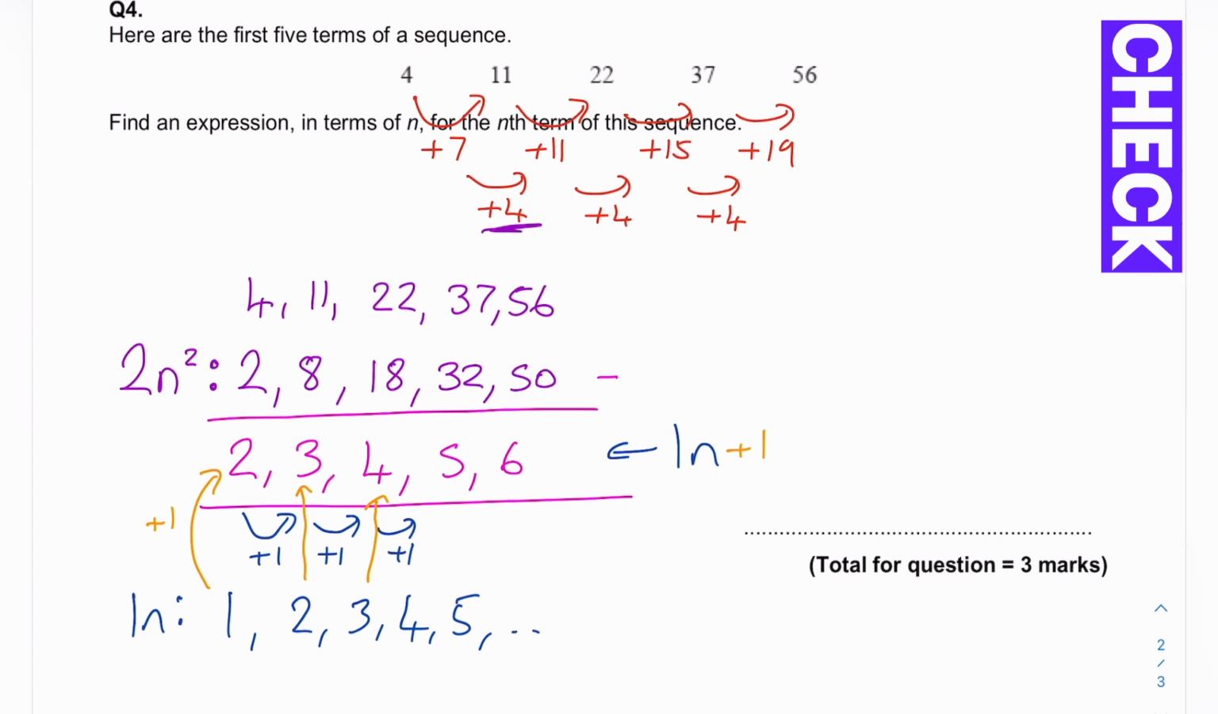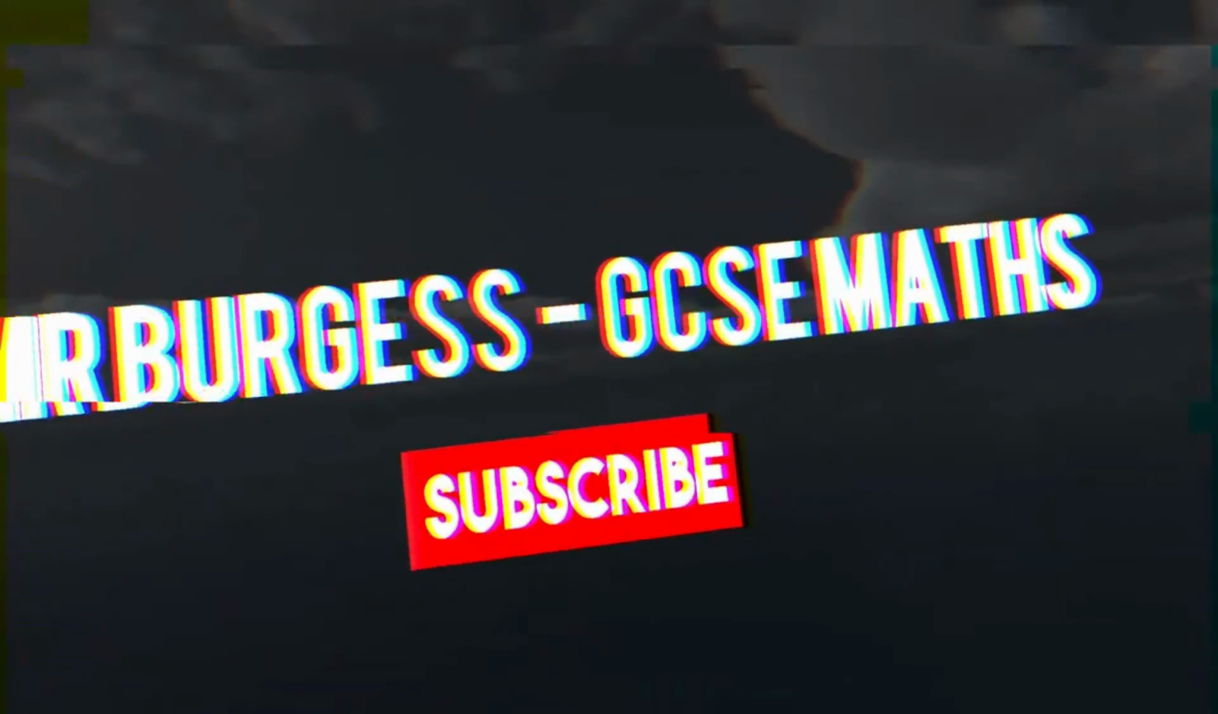So now to finish off the question, we put our two pieces together. We had 2n squared plus 1n plus 1.